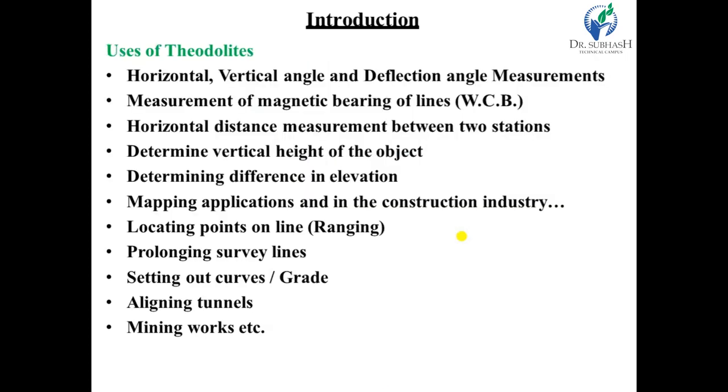Now, what are the different uses of theodolite? One is horizontal, vertical and deflection angle measurement, measurement of magnetic bearing of lines, horizontal distance measurement between two stations, determining the vertical height of an object, determining the difference in elevation, mapping applications, and in the construction industries.